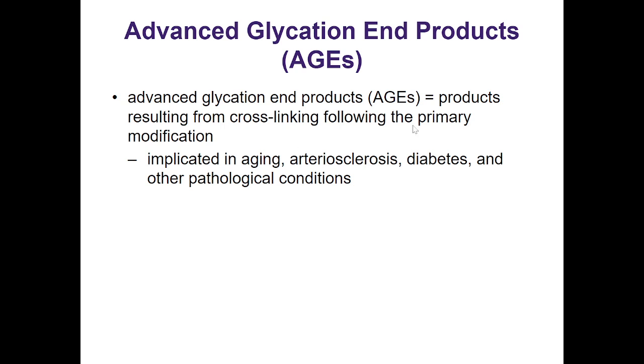Okay, so advanced glycation end products, or AGEs. Products are going to result from cross-linking following the primary modification. These have been implicated in aging, which the abbreviation is just amazing. The fact that they got that to work out. Wow. Really good job. Implicated in aging, arteriosclerosis, diabetes, other pathological conditions. Again, the name is so perfect, right? What does it do? Ages you. What is it called? AGEs.